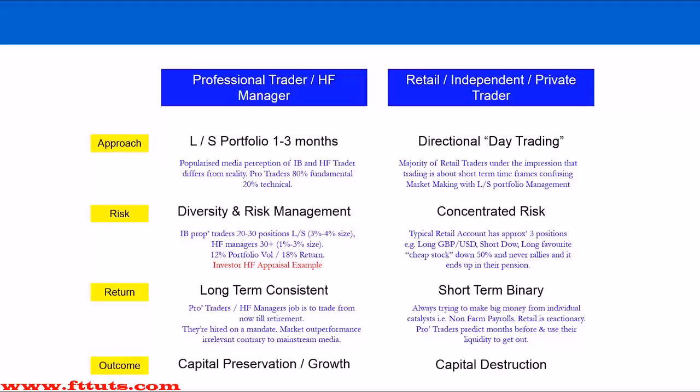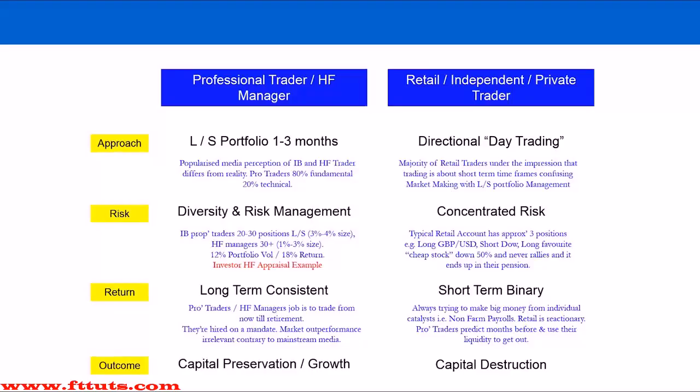On the right-hand side, what you've got is the concentrated risk, no track record, and the retail trader thinking that this is the approach that professional traders take, when in fact, they take the approach on the left-hand side to risk, and the right-hand side is what retail do, and the two are literally polar opposite.